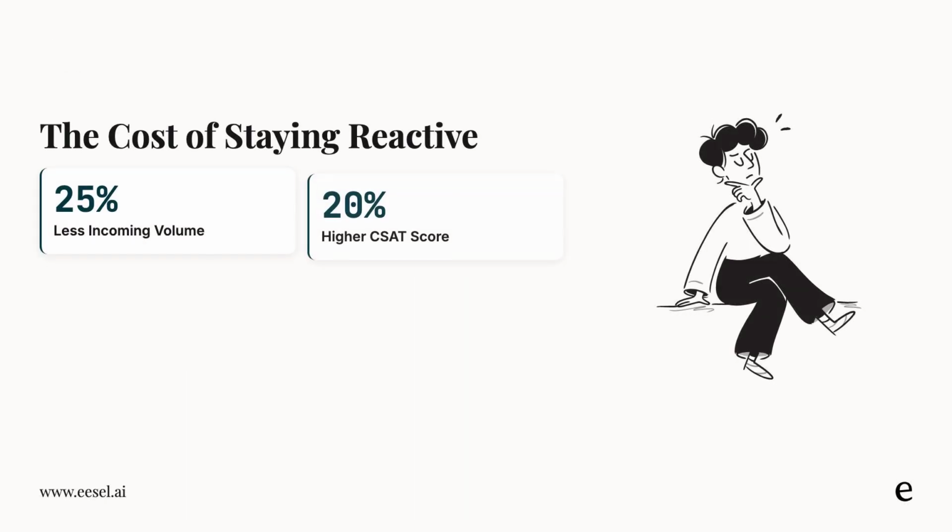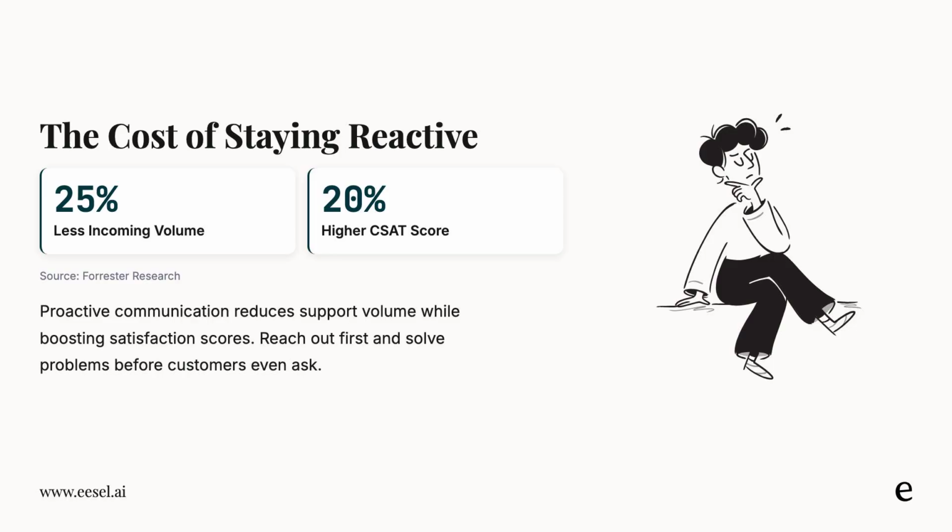Forrester research found that proactive communication can reduce incoming support volume by 25% while raising customer satisfaction scores by 20%. That is not a minor improvement. That is a fundamental shift in how customers experience your brand.